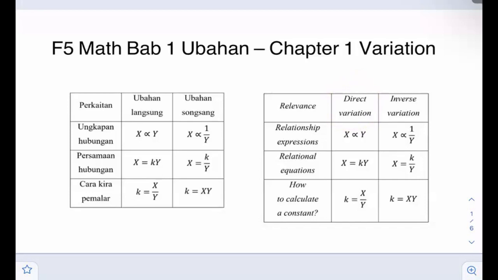Today, we'll be learning from Form 5 Math Chapter 1, Variation. In this chapter, there are two different variations. First is the direct variation. It means that when the variable x increases, the variable y is also increasing, or when the variable x decreases, the variable y also decreases. So it's a direct relationship. Next will be the inverse variation. It means that when the variable x increases, the variable y will be reduced, or when the variable x decreases, the variable y increases. So it's an inverse relationship.